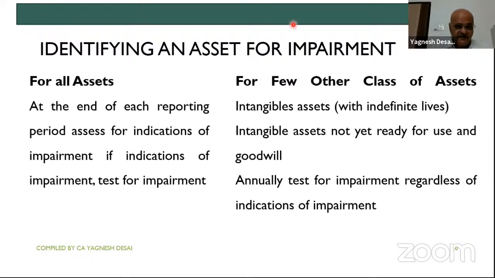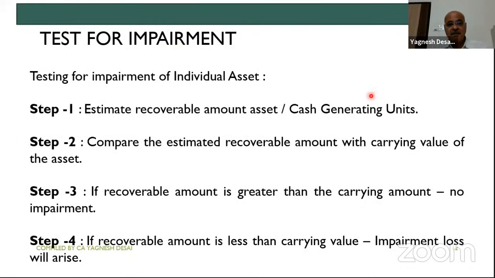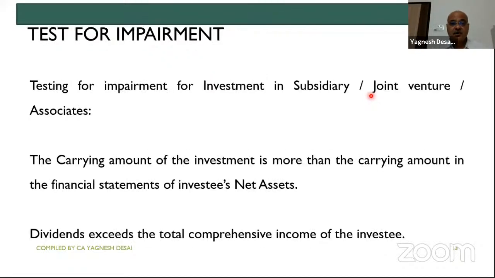This is when we should do the impairment test. I mentioned it for all the assets, for the other assets. These are the three assets, and then I had gone through the internal and external sources. These are the steps for the impairment, which we have seen earlier also. All right, now here is the very important slide, sir.